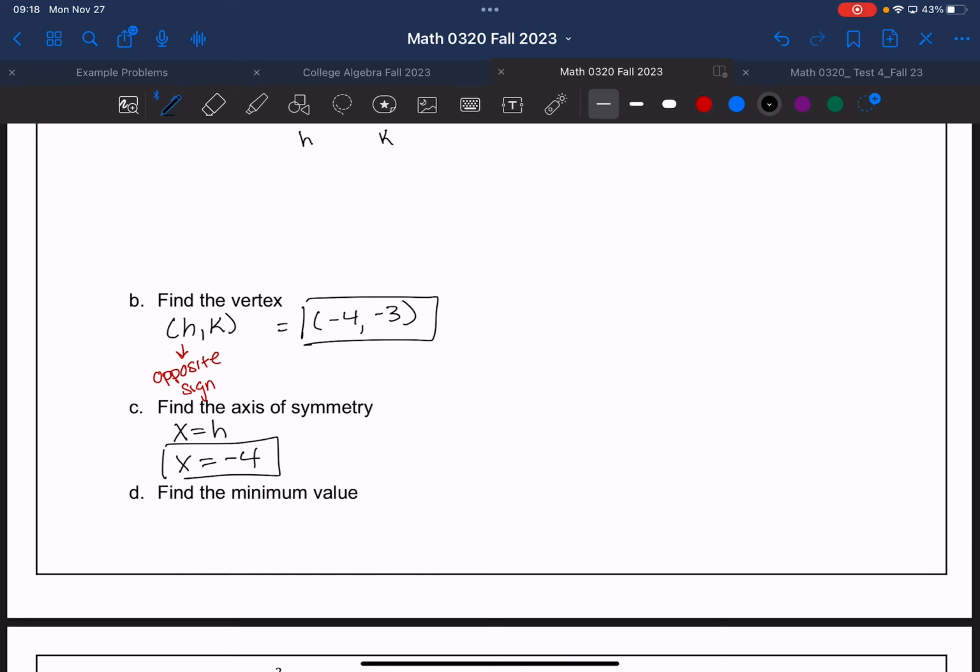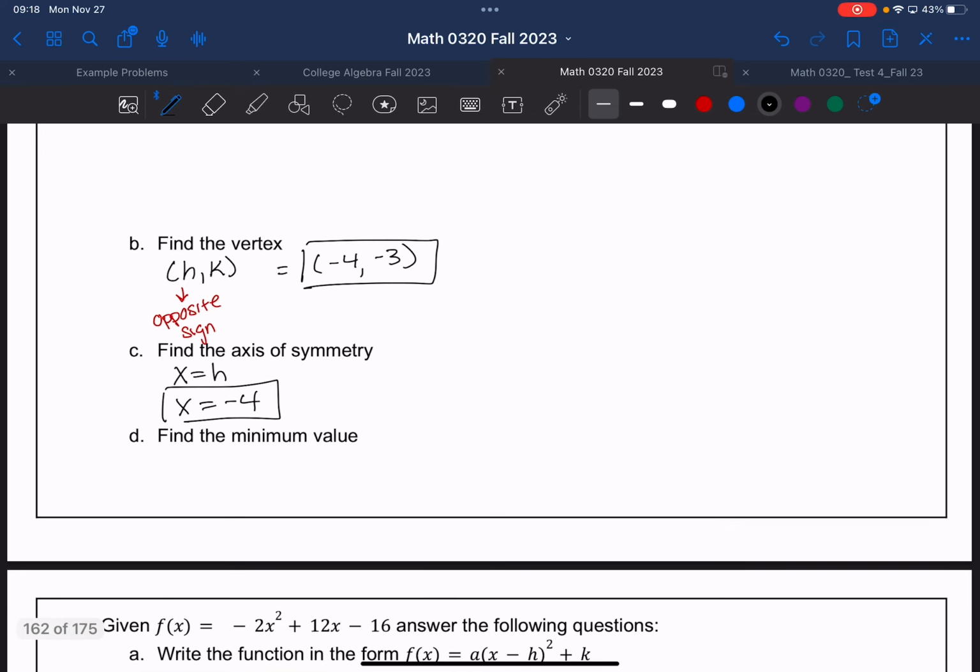And then lastly, we use our vertex again to find our minimum or maximum value. So if our axis of symmetry was x equals h, what would our minimum or maximum value come from? So we already used the h. What's the only one we didn't use? K. So that means our minimum value is going to be what? -3. Perfect.